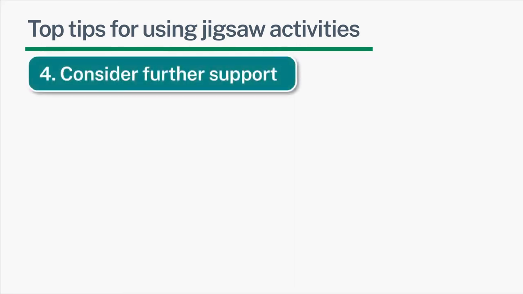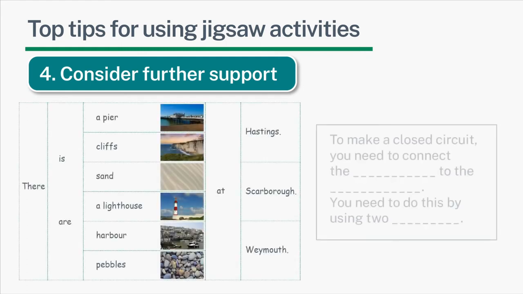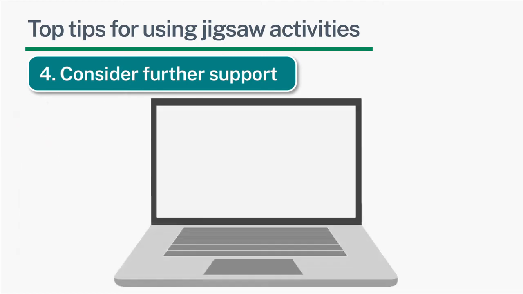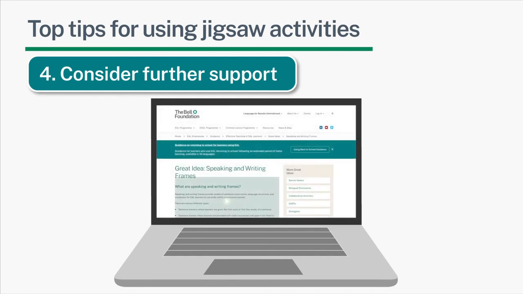4. Consider what further support learners may need in order to complete the tasks. For example, substitution tables and speaking frames are valuable tools to support learners with speaking and writing, especially for those who are new to English or at the early acquisition stage. You may want to visit the Great Ideas pages for more information on these.